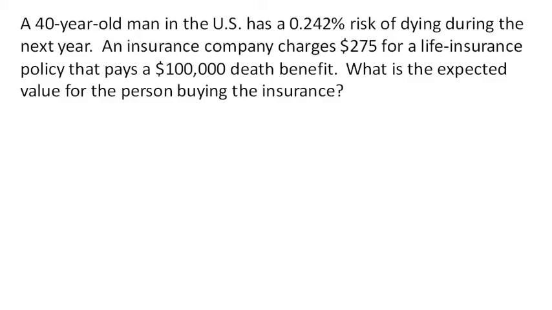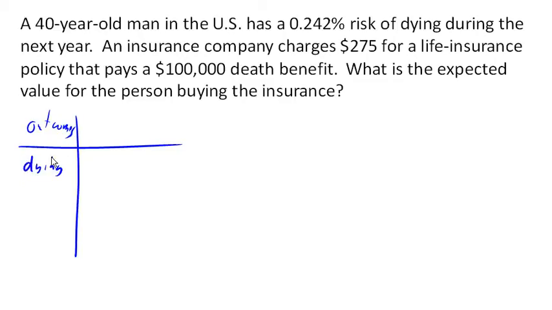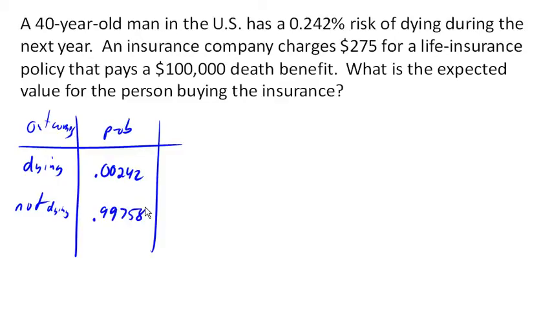So what is the expected value for the person who's buying the insurance? There are two possible outcomes here. Outcome number one, of course, is dying, and outcome number two is not dying. And each of those has an associated probability. The probability of dying, presumably, is 0.00242, and the probability of not dying then is the complement of that, which is 0.99758, right? 1 minus the probability of dying.